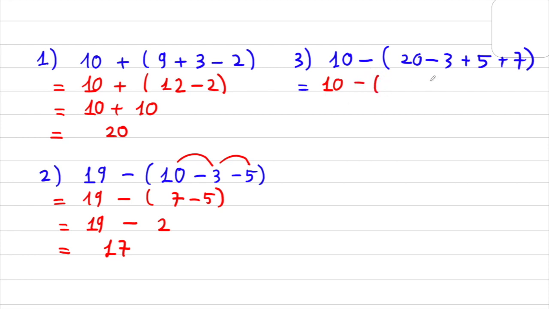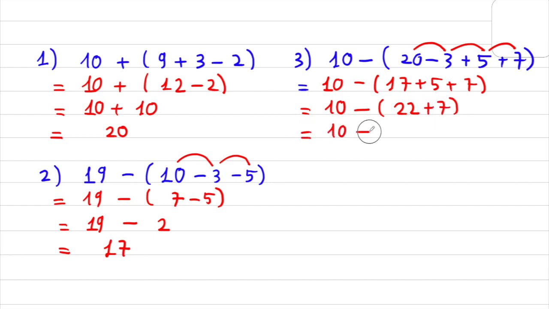10 minus open bracket. Inside the bracket you have 3 operations: subtraction, addition, addition. The first thing, 20 minus 3, you get 17 plus 5 plus 7. I repeat the 10 here. 17 plus 5, you get 22 plus 7, still inside the bracket. 10 minus 29. And 10 minus 29, you get minus 19. Okay, that is the way you can solve the working out for question 3. You can see it is a little bit harder, but I think you can understand.